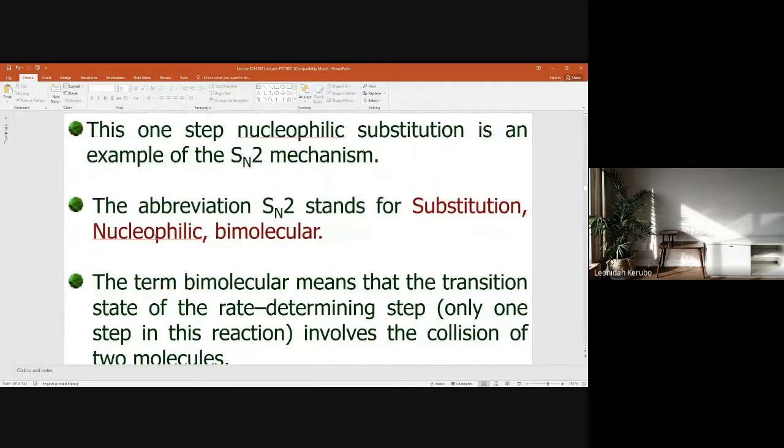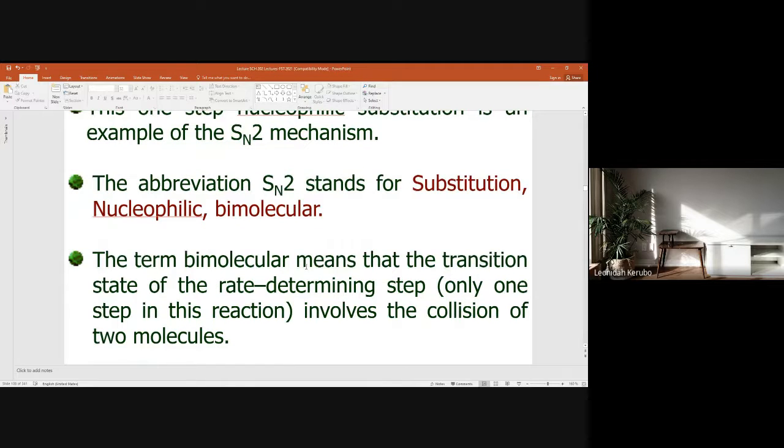And this one-step nucleophilic substitution is an example of the SN2 mechanism. Why SN2? Because it's a substitution. So S is for substitution, N is for nucleophilic, and 2 is for bimolecular, because the rate of reaction is dependent on the concentration of the two reactants. That's the hydroxide in that case, or the nucleophile if it's general, and also the substrate, which in this case is iodomethane. So that's why it's bimolecular, or 2. The 2 is for that.